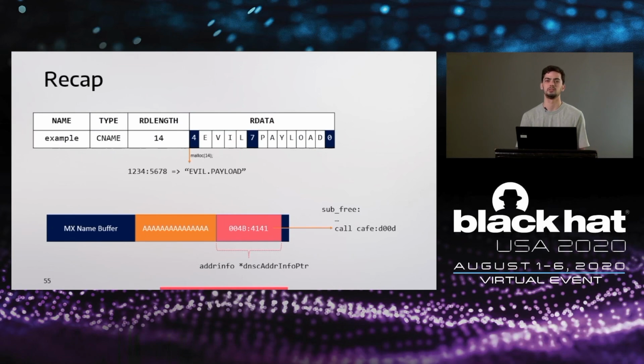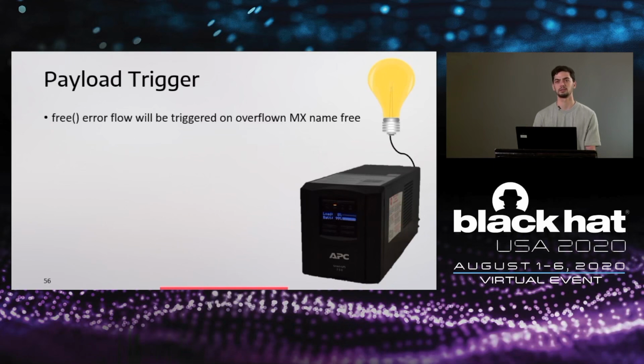In this case, it will be some evil payload, some alphanumeric shellcode of some sort. Then the pointer to that buffer will be placed into the pointer we overflowed on the cache entry struct, essentially overriding the far call destination in the free error flow, redirecting execution to the evil payload. This error flow will be triggered when we free the MX name we overflowed from. Since we overflowed the end of it, some metadata was corrupted, and when it is freed, our code will get executed.